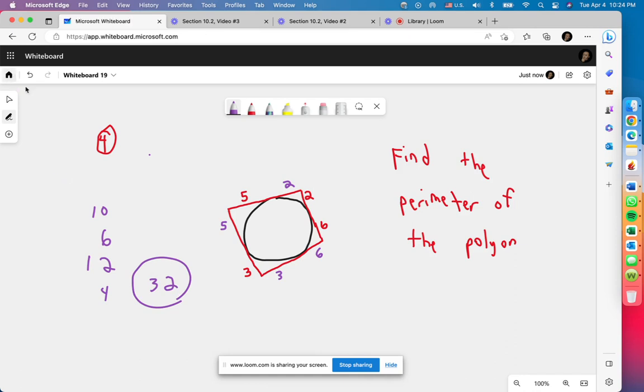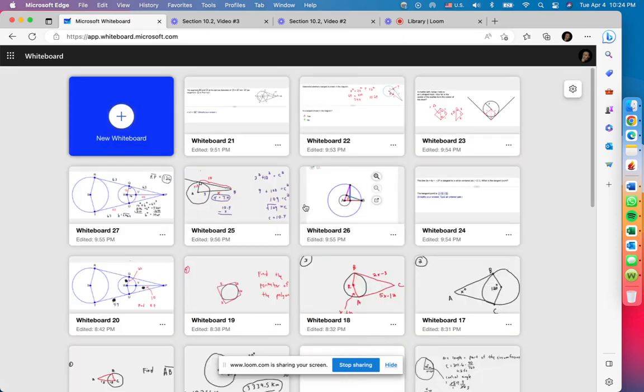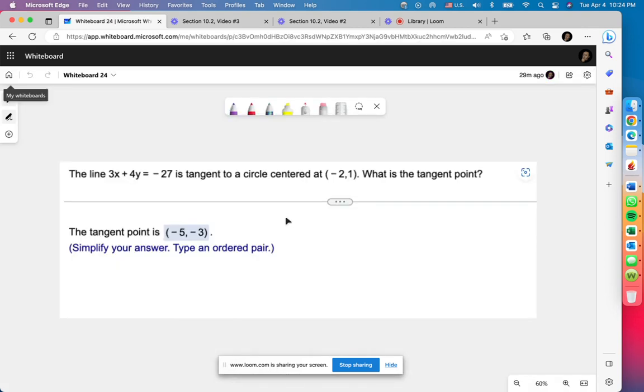All right, hopefully that helped. This is probably the longest challenging one. It's not hard. It just takes a little time. So you can do it.